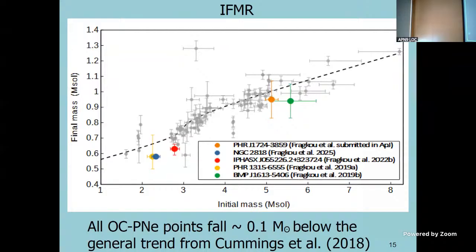We plotted our objects on the initial-final mass relation from Cummings, and here the gray points are from Cummings, from cluster white dwarfs, and the color points are from planetary nebulae in clusters. We can see that all our points from the planetary nebulae fall around 0.1 solar mass below the general trend. So this is actually a systematic shift that needs to be further explored.